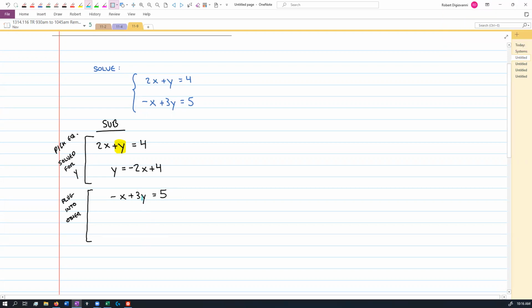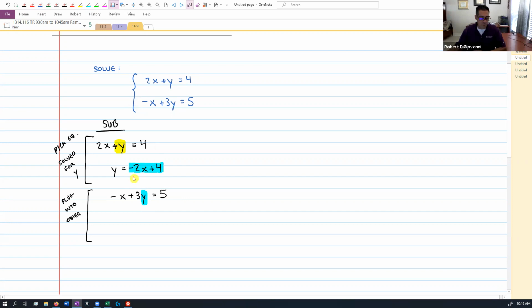Replacing the y with the other equation. Right there. We're going to replace the y with what we got up here. So this is going to get a little bit messy here. We've got negative x plus 3 times, it's 3 times y, right? So I have to multiply all of that, which means you have to put that in parentheses.